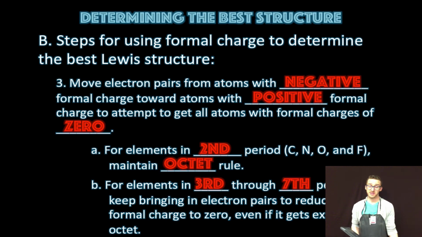Remember that elements in the second period maintain the octet rule. Always! Rule followers! And then remember for elements in the 3rd through 7th periods, they can bring in electron pairs to reduce the formal charge to 0, even if it gets an expanded octet.